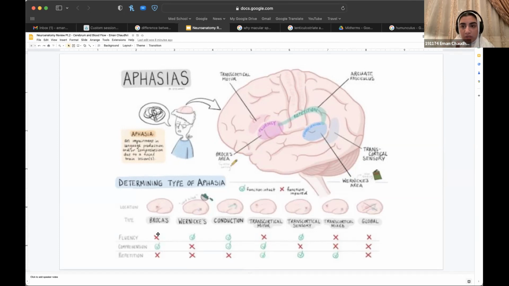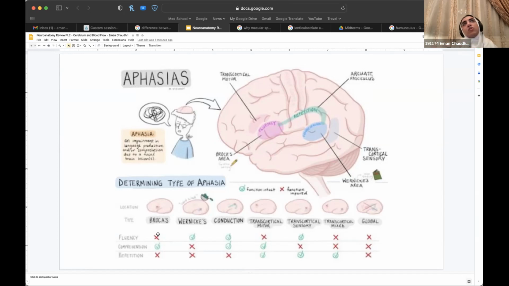So Broca's, you don't have fluency. You do have comprehension and you don't have repetition. Okay, because it's about fluency, it's about the literal expression. If you cannot express, you cannot repeat. You also need comprehension for repetition, right? So in Wernicke's, you are fluent. However, because you cannot comprehend, you cannot repeat. Okay, and in conduction, your fluency and comprehension is fine, but because your arcuate fasciculus is affected, you're unable to repeat. So that's your main thing that you're going to find.